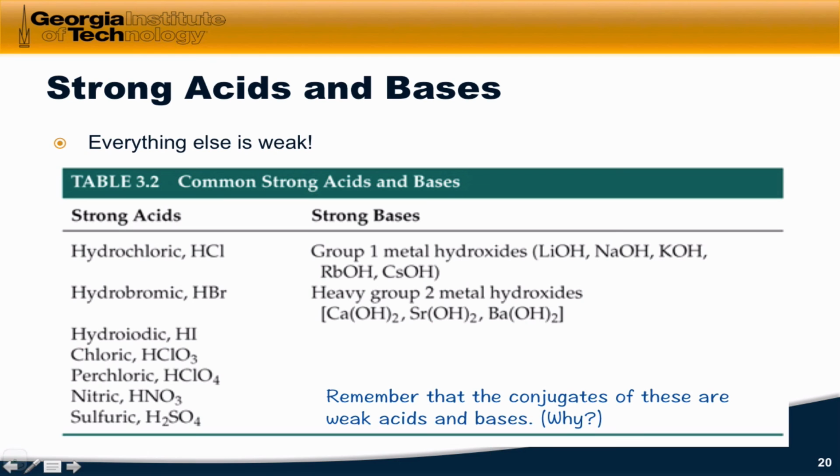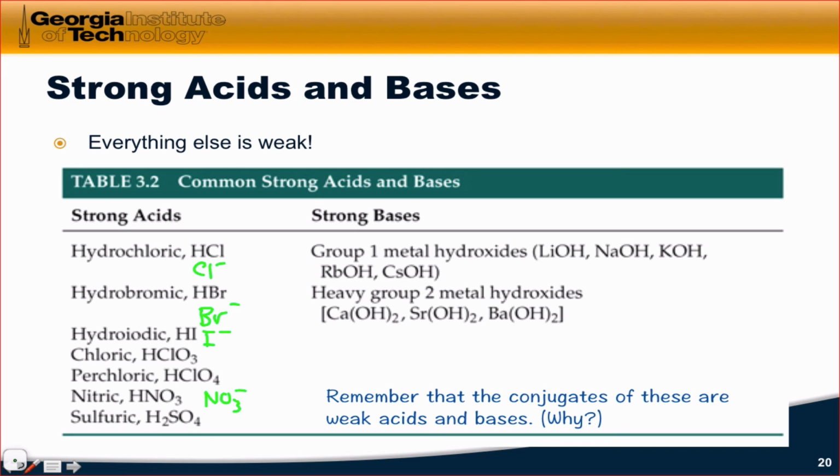And remember that the conjugates of these are weak acids and bases. In other words, for example, Cl minus is a weak base, Br minus is a weak base, I minus is a weak base, NO3 minus is a weak base. These are all weak bases. Why is that? Simply because the product of Ka for these strong acids and Kb for the conjugate base must be equal to 10 to the negative 14. And so if Ka is very, very large, as it is for these, then Kb must be relatively small, so the corresponding conjugate bases must be weak.